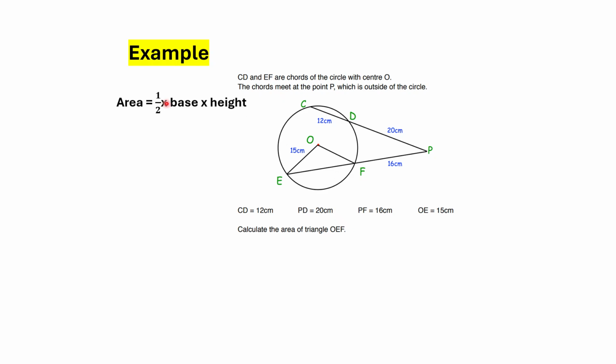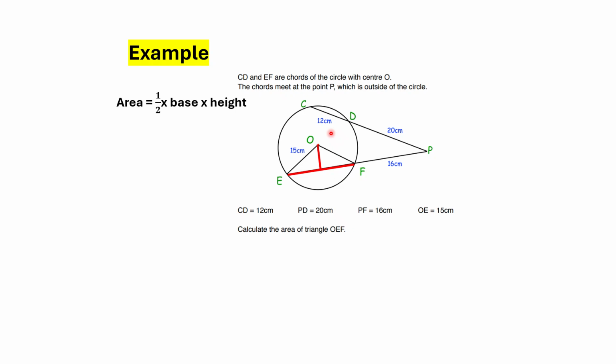So if we get to know what's the base and what's the height, we finish. The base is EF. We don't know how long that is. And the height is somewhere here. So let's add them. So this is the height. We are looking for that. And this is the base. We are looking for that. If we get these two, we finish.